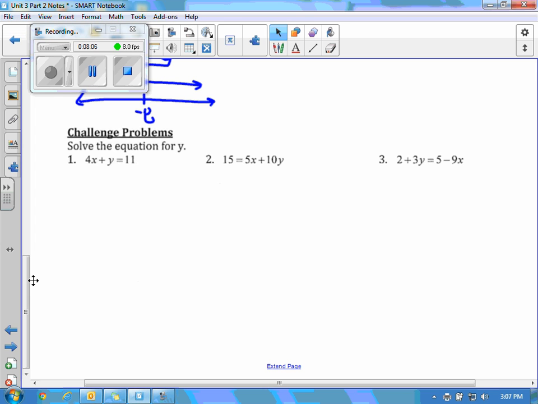At the bottom, I put some challenge problems on here. You might have done something like this in science before, but these are difficult because you have more than one variable, and you're trying to solve for a variable. You're not trying to solve for a number. So I want you to give those your best attempt, and then check them on the answer key and ask me if you have any questions. All right.